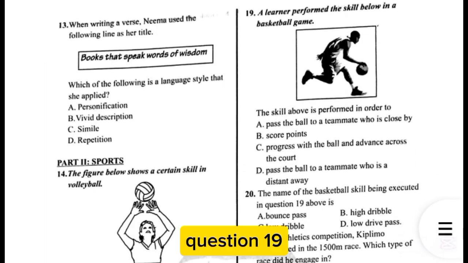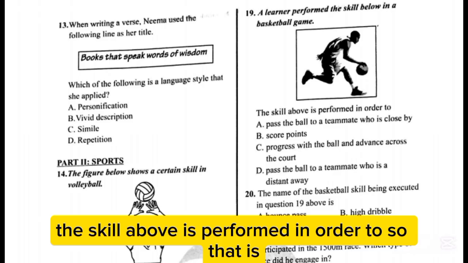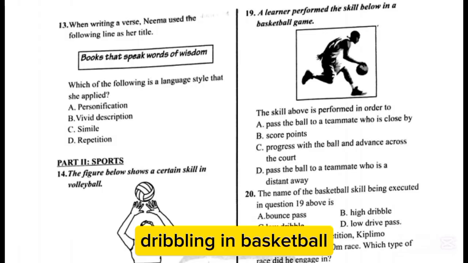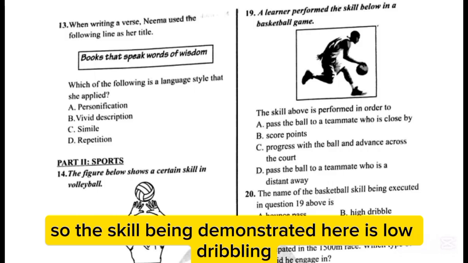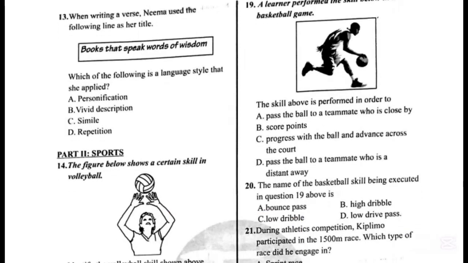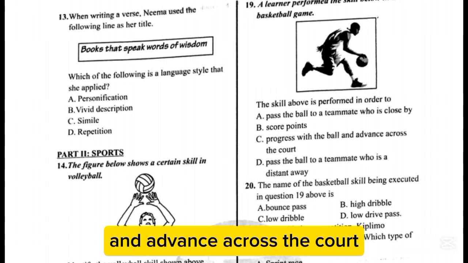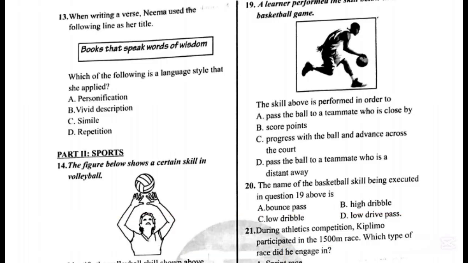Question 19. Alana performed the skills below in a basketball game. The skill above is performed in order to, so that is dribbling in basketball. Remember, we have low dribbling and high dribbling. So the skill being demonstrated here is low dribbling. The skill is performed in order to progress with the ball and advance across the court.